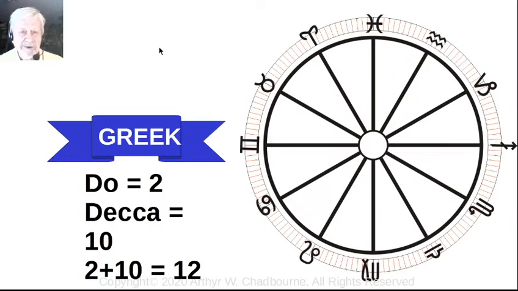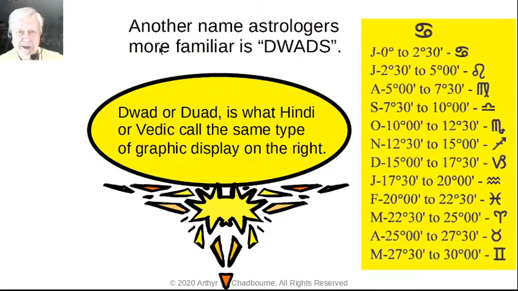Okay? The Greek dodecatemoria means do is 2, deca is 10. So we add 2 plus 10 is 12. So this is where we get the idea of dodecatemoria. The duad comes from the Hindu. They call them duads. So, there's what I say here. The Hindu, the more familiar is duads, and this is done by the Hindus.